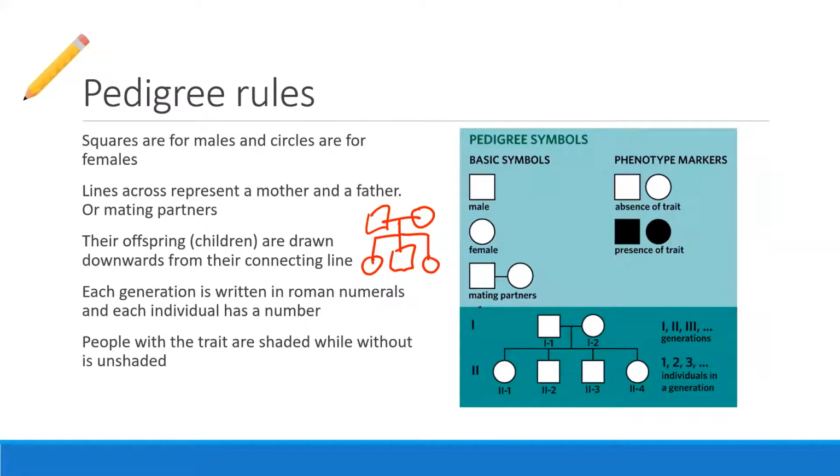Each generation is written in Roman numerals, I, and so on. And each individual has their own number. And we saw with this one, the numbers are not really related to who's related to who. The numbers are just so that if you're talking about, can you explain generation 1, person 3? And I can say, yep. Or generation 2, person 4, yep, this person here. Rather than saying, oh, who's this person, just reading it off a grid. People with the trait are shaded in.